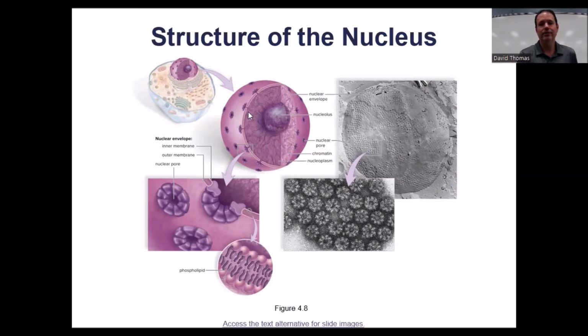And then inside the nucleus, I forgot to point this out, you would have that nucleolus, and that's where ribosomal RNA is being produced that will come out of the nucleus into the cytoplasm to form ribosomes.